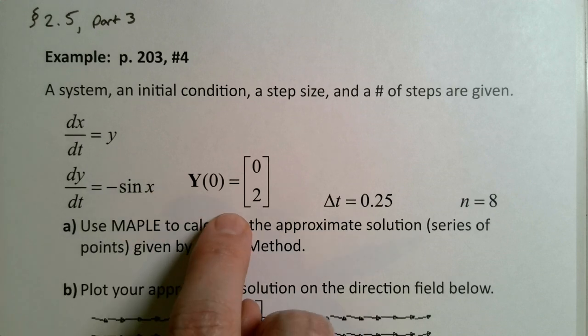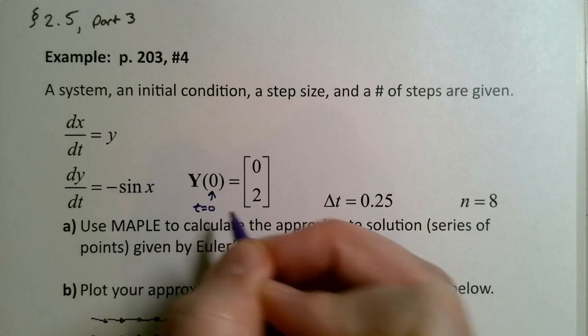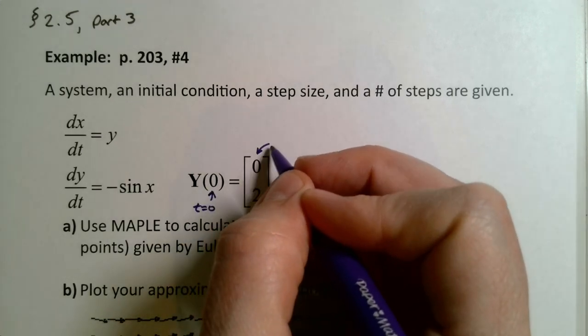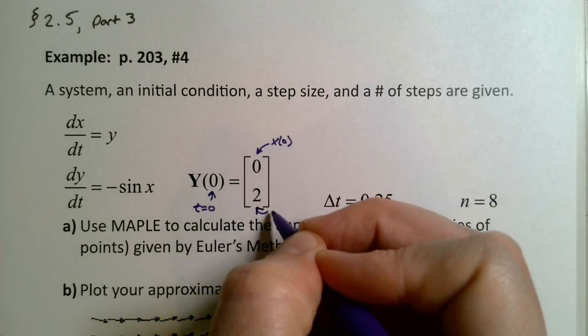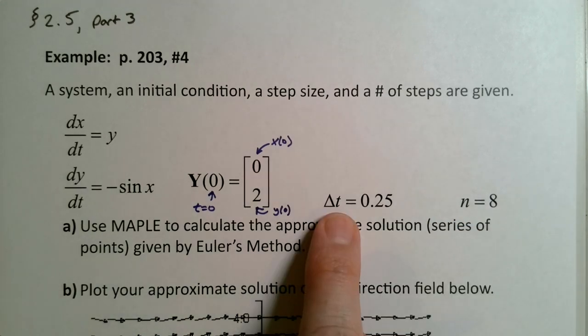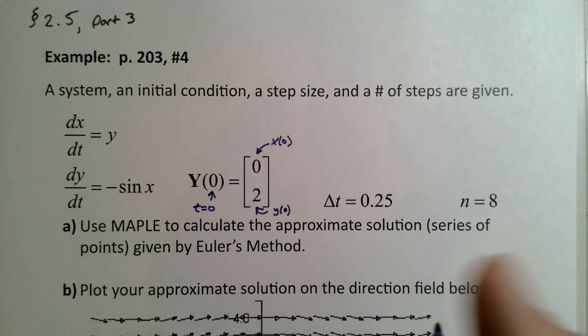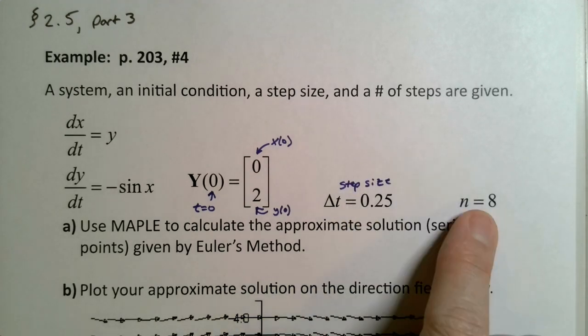So we have an initial condition as well. This is giving me my t equals 0. So at t equals 0, we have our x of 0 right here, and our y of 0 right there. That's my initial condition. And then that's going to give me my step size right here. And it's also telling me how many steps to take. And so this is unlike anything that we've seen up to this point.